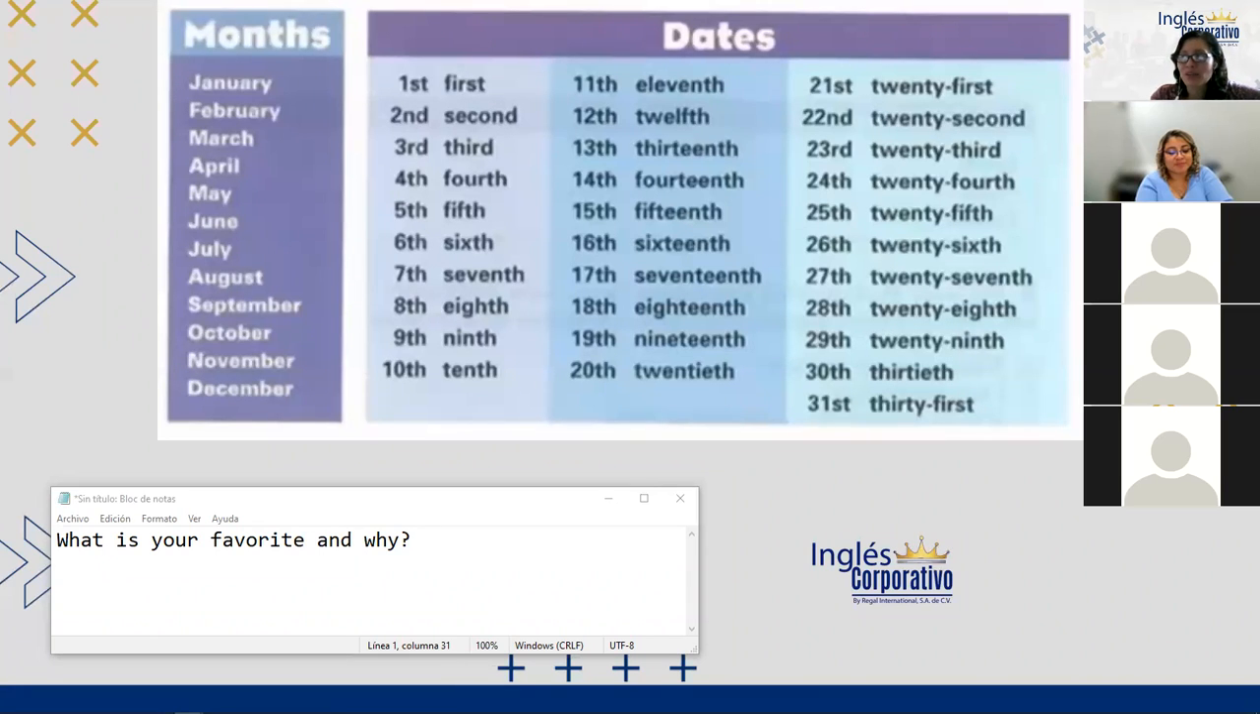So for, think about it, ¿verdad? Piense y más adelante le voy a hacer la pregunta, pero voy a escoger alguno de ustedes para que me responda, right? So, Emperatriz says, my favorite month is December because we had the Christmas spirit, she says, right? December and January. And you, okay, lady, she was saying that she has several months, it's true, okay?